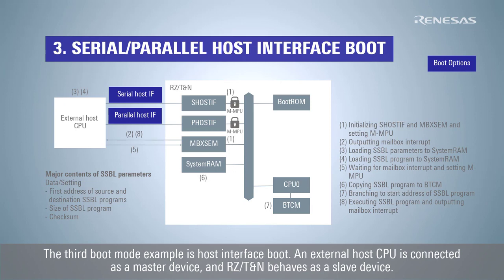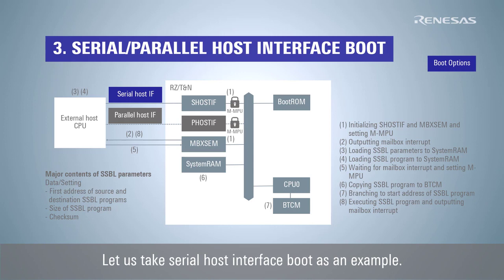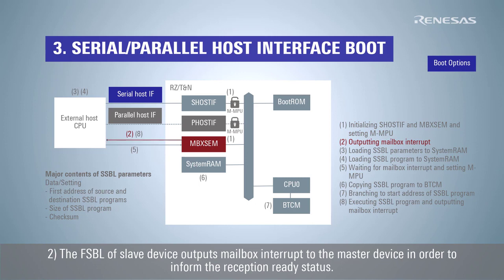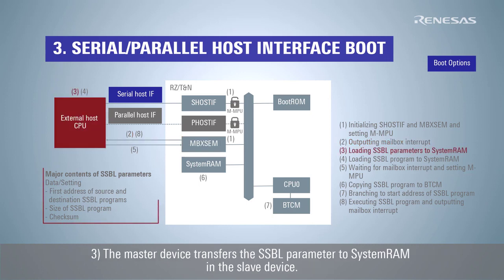An external host CPU is connected as a master device, and RZ behaves as a slave device. Let us take serial host interface boot as an example. 1. The FSBL of slave device initializes serial host interface and mailbox and semaphore, according to OTP settings and set master MPU. 2. The FSBL of slave device outputs mailbox interrupt to the master device in order to inform the reception ready status. 3. The master device transfers the SSBL parameter to system RAM in the slave device.